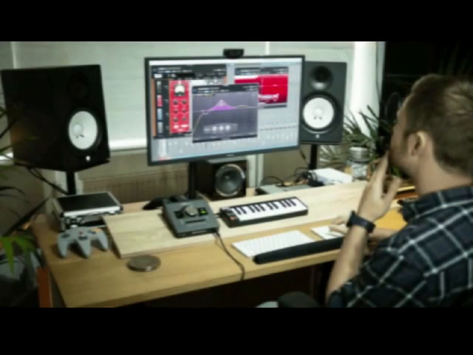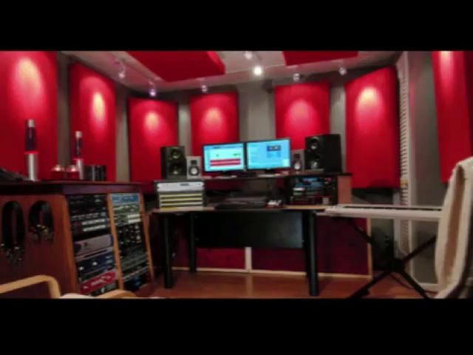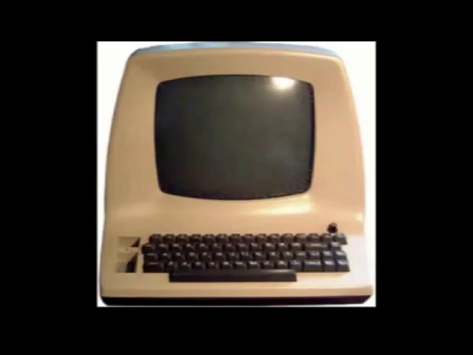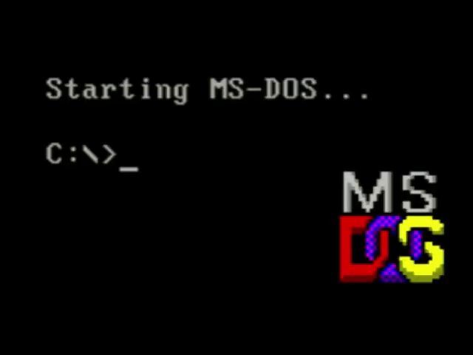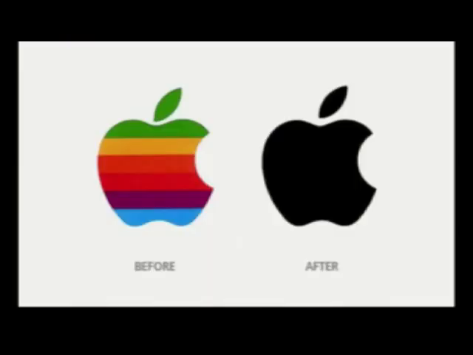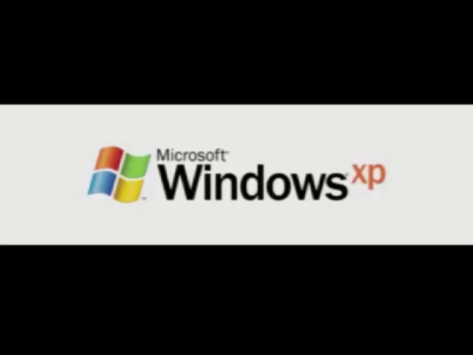The first thing you'll notice when you walk into any modern recording studio is that the centerpiece of the studio is a computer monitor or LCD display. In fact, many studios will have more than one of these monitors. The truth is, though, that computers have only been able to record music well over the last 20 years or so. Before that, we had to rely on specialized and dedicated hardware to do the job.